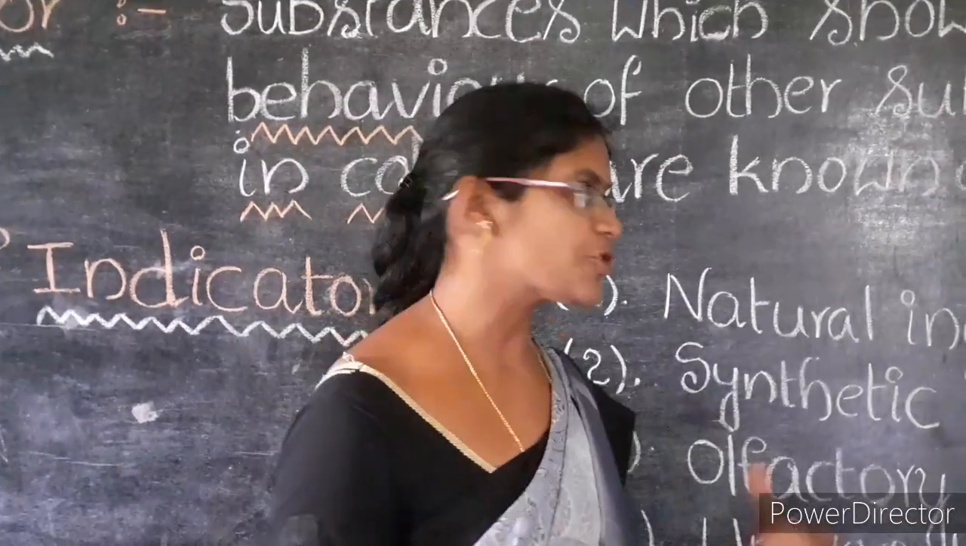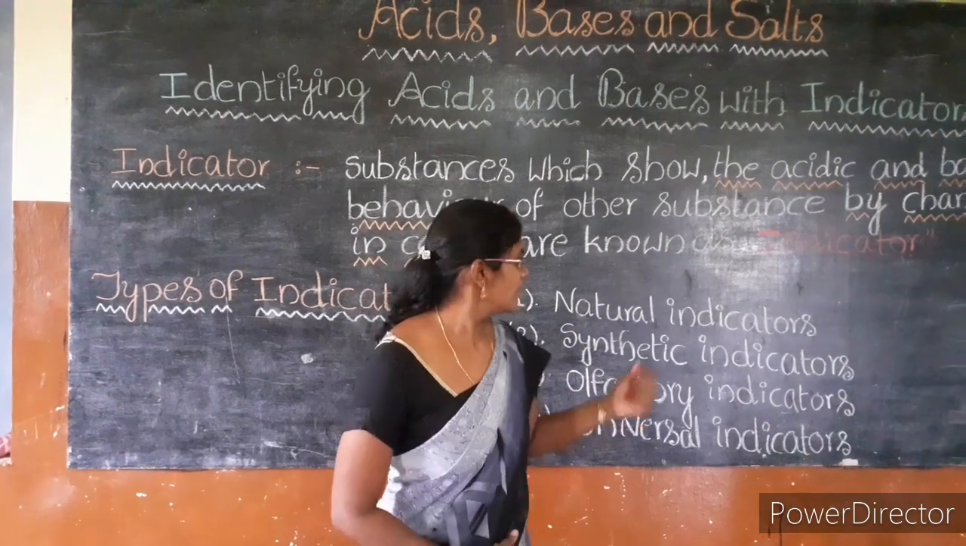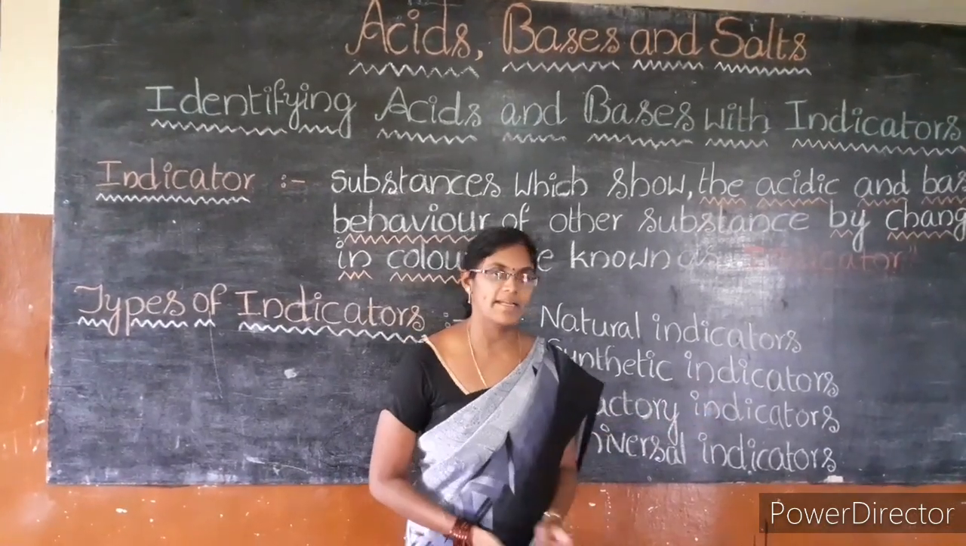Then another natural indicator is red cabbage. The juice of red cabbage is originally purple in color. Juice of red cabbage turns reddish with acid and turns greenish with base. This is about natural indicators. And our next topic is synthetic indicators.